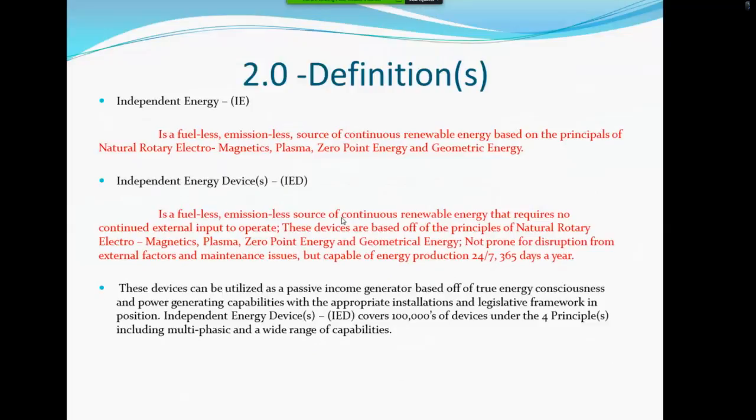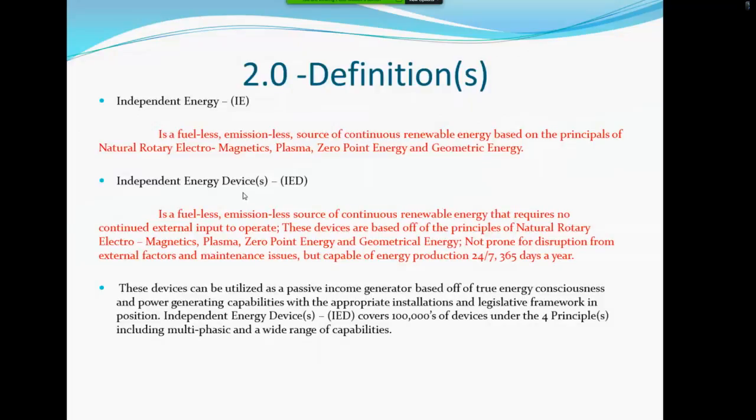I just finished this about 10 minutes before the thing started. Independent energy, there it is again, is a fuelless, emissionless source of continuous renewable energy based on the principles of Principle 1, natural electrodynamics; Principle 2, plasma; Principle 3, zero-point energy; Principle 4, geometric energy. Now, my device, which I'll show you probably next week, is a hybrid between Principle 2, which is plasma, and Principle 4, which is geometric energy.